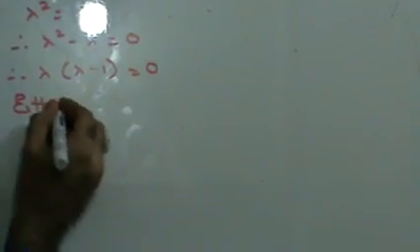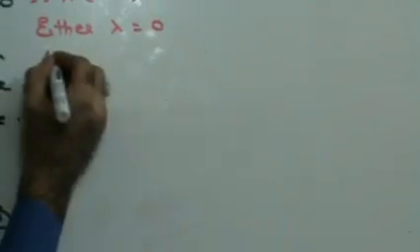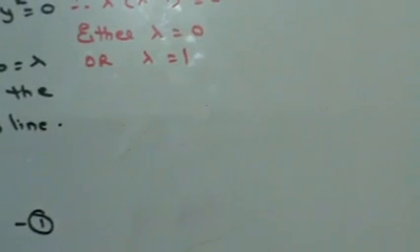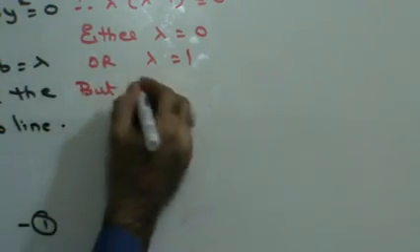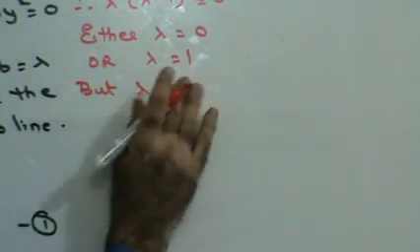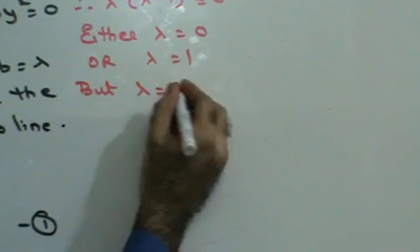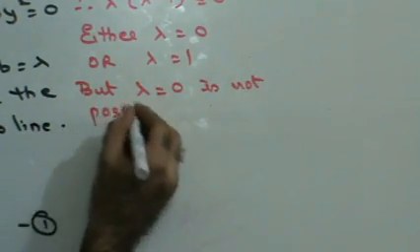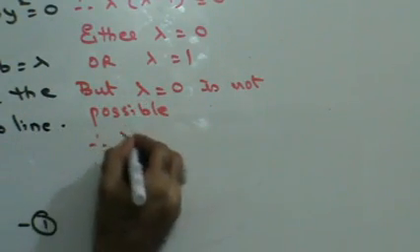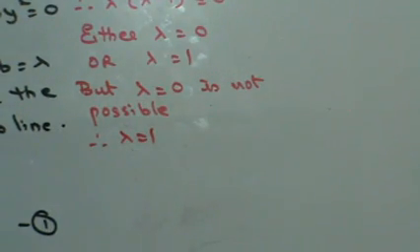Either lambda is equal to 0 or lambda is equal to 1. But lambda cannot be 0. If it is 0, then this equation will not represent a pair of lines, so lambda equal to 0 is not possible. Therefore I can say lambda is equal to 1. Right? Let's move on to the next one, guys.